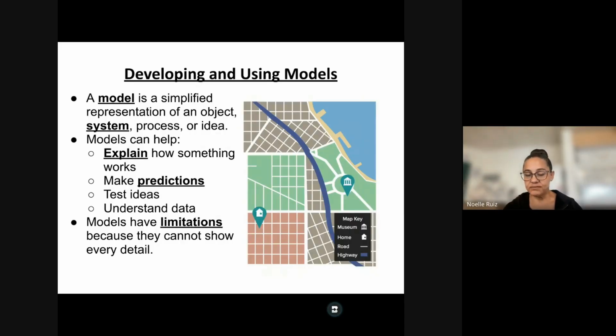Diseases is another one. You can't purposefully give people diseases just to study, although that has happened. And in a couple of weeks, we're going to talk about scientific ethics.